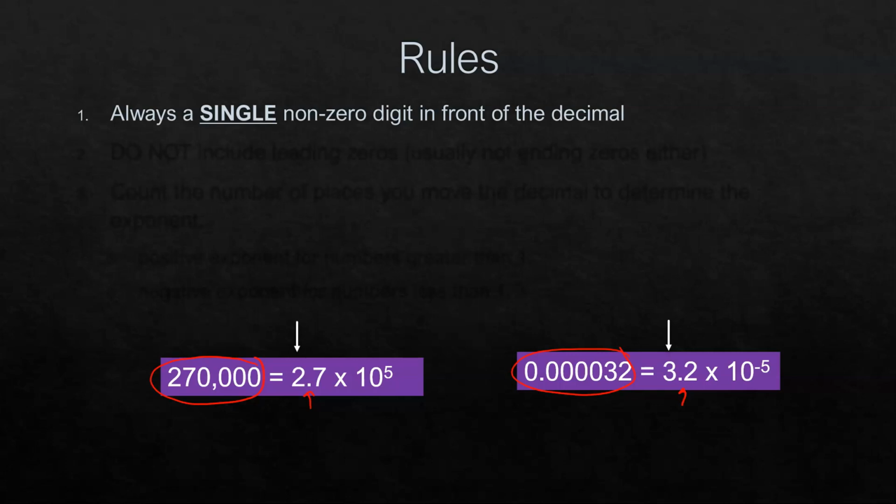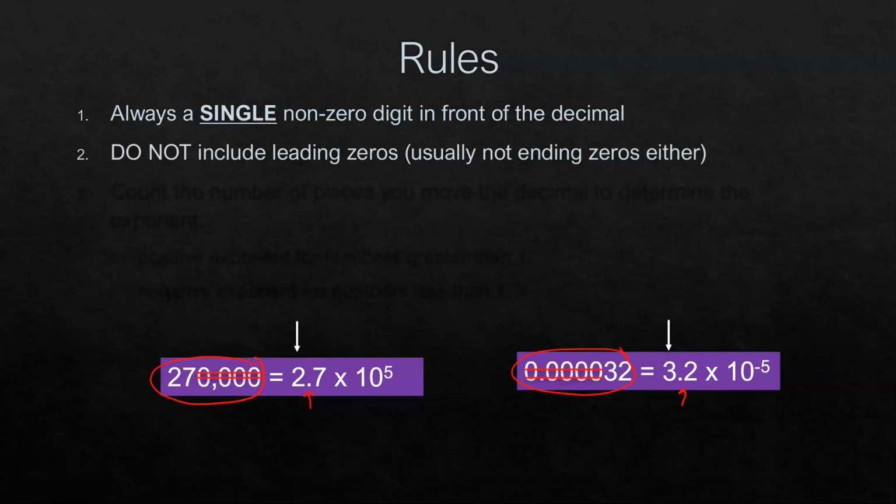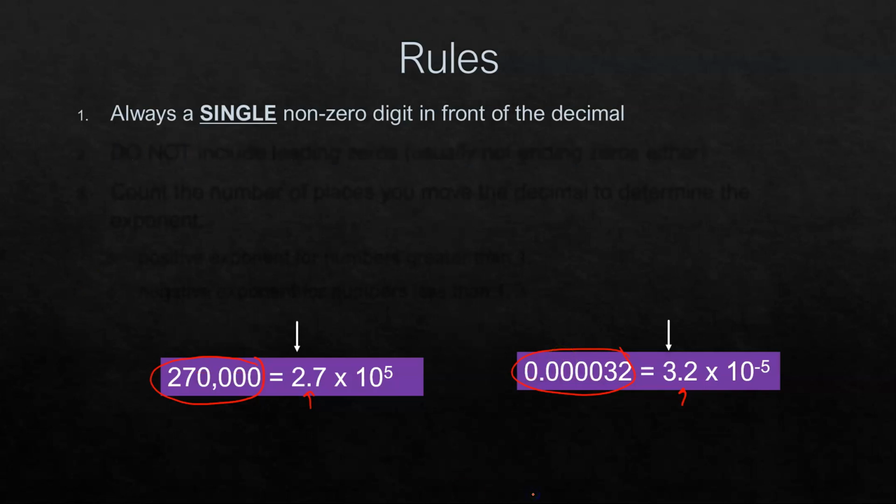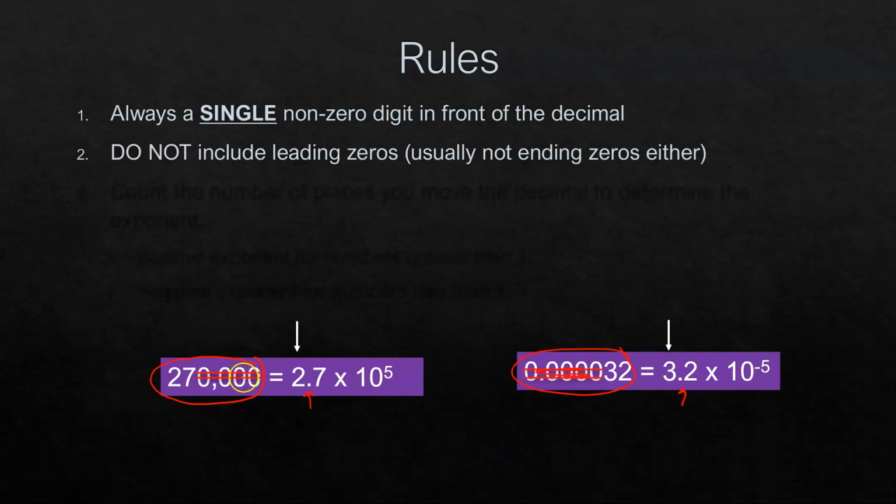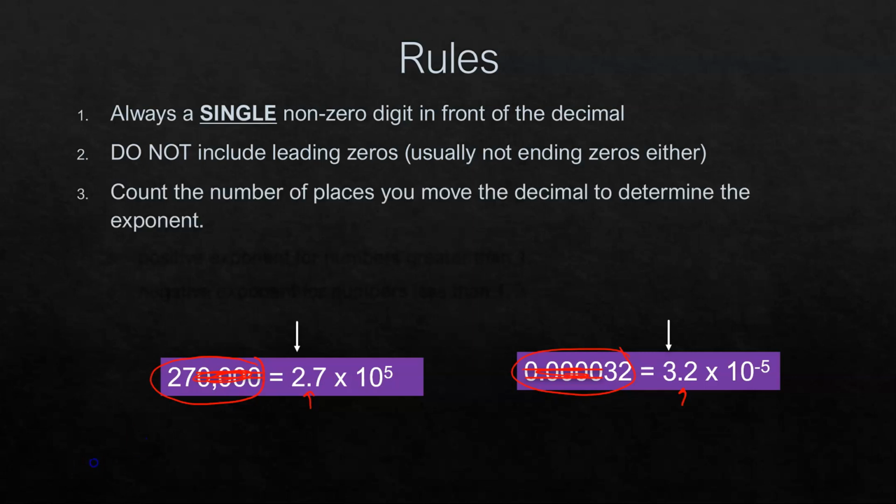That's rule number one. Two, we're usually not going to include those leading zeros, right? So we're essentially going to take those zeros off, and we're usually also going to remove our ending zeros, although not always. And there's rules for that that will come later in this unit. Okay, rule number three, we're going to count the number of places you move the decimal to determine the exponent.